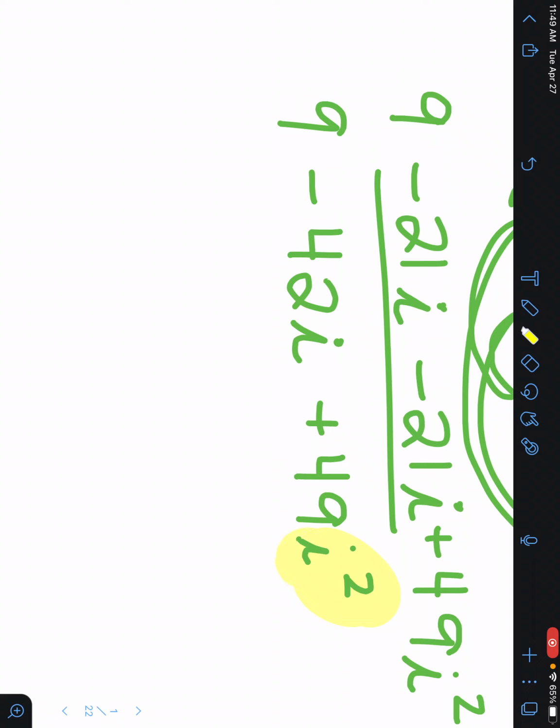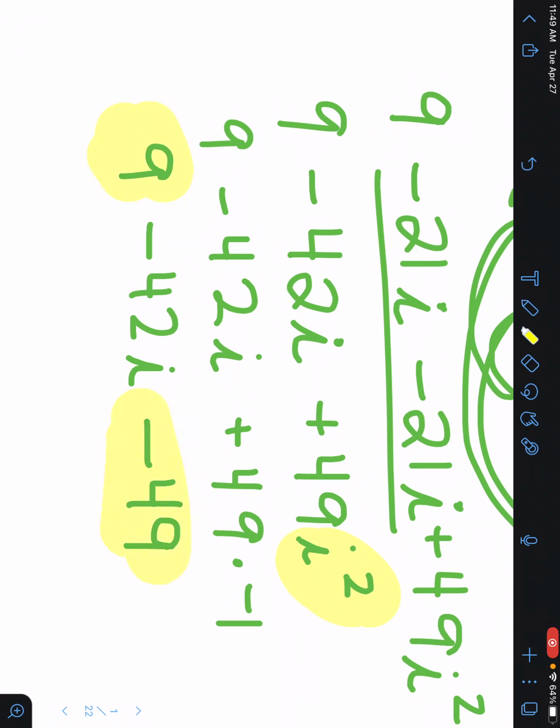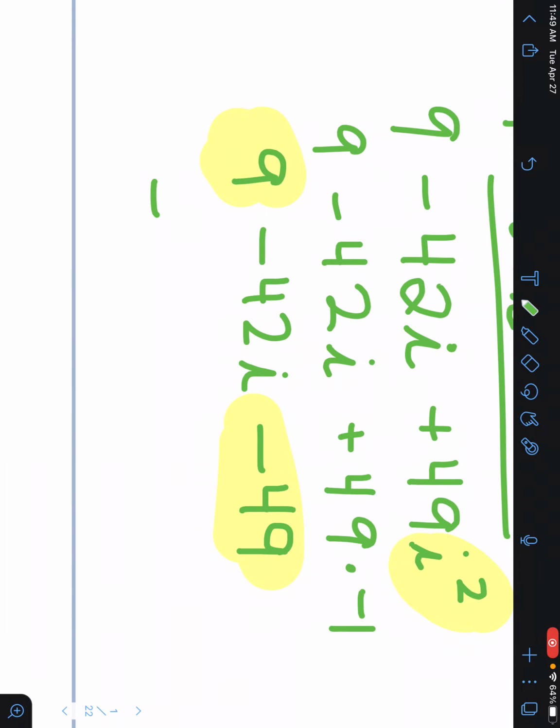I have i squared, so that turns into -1. So what I will do right now is 49 times that -1. And then I look and I go, okay, I have like terms I can combine. 9 minus 49 is -40. And then bring down the minus 42i. And there's your answer.